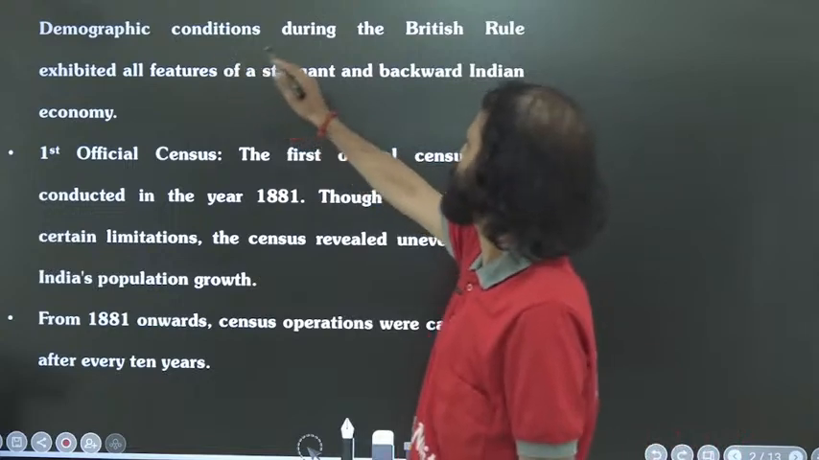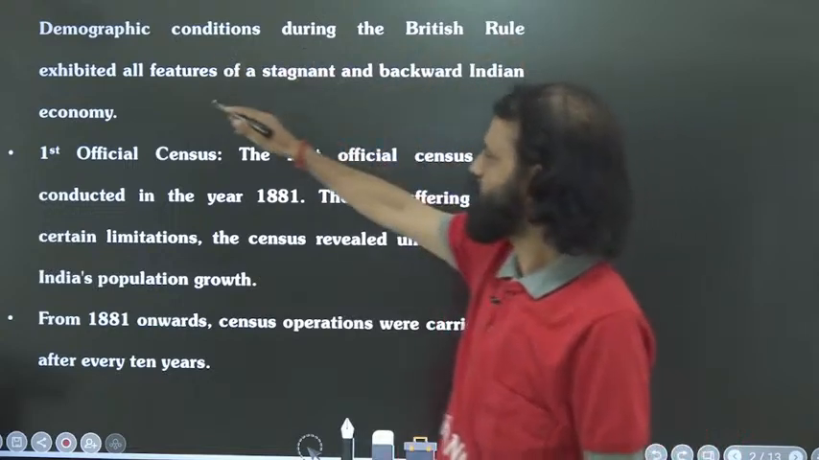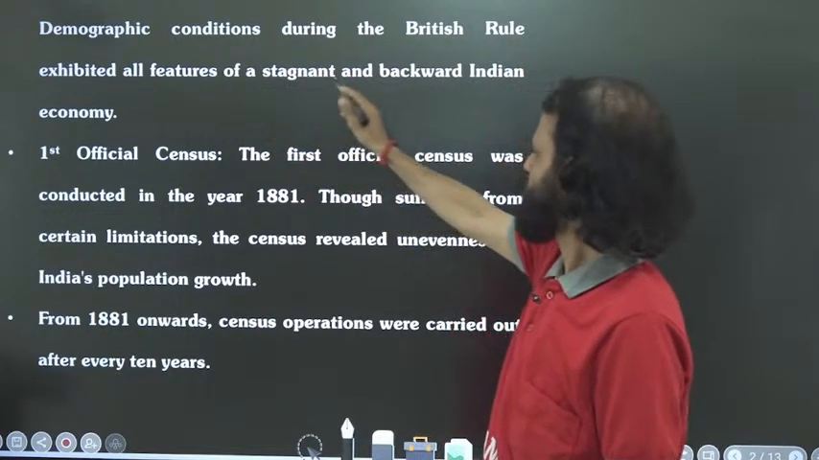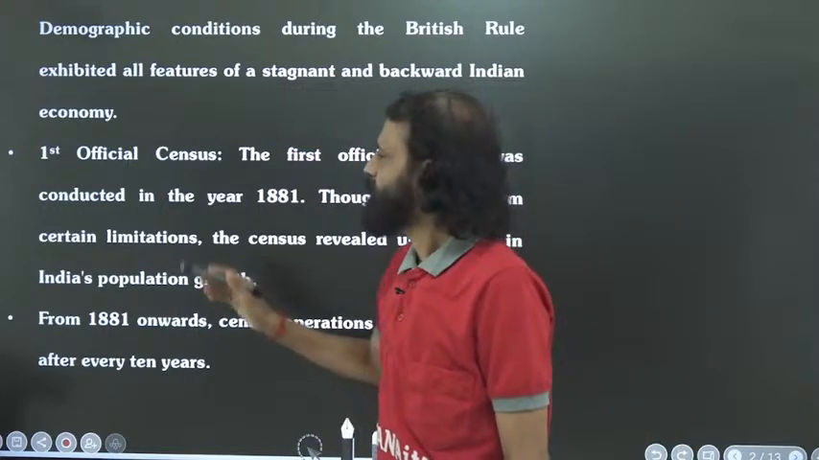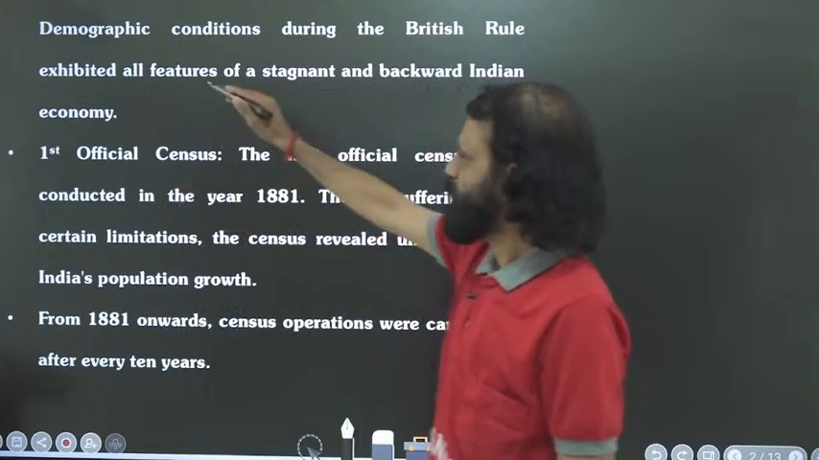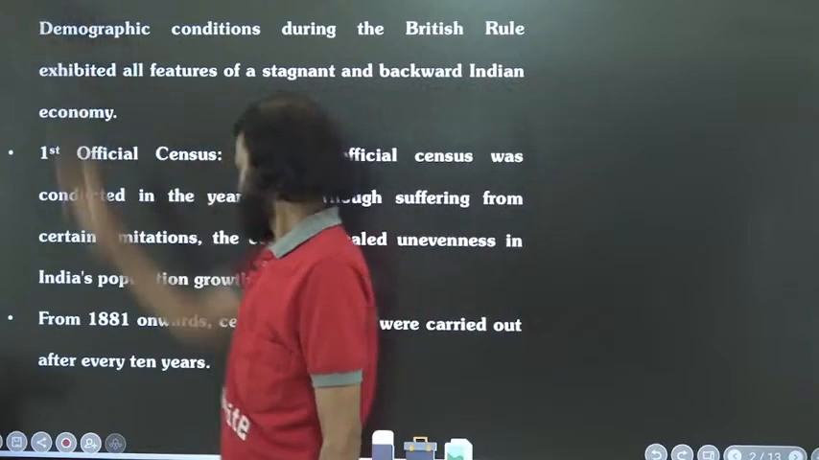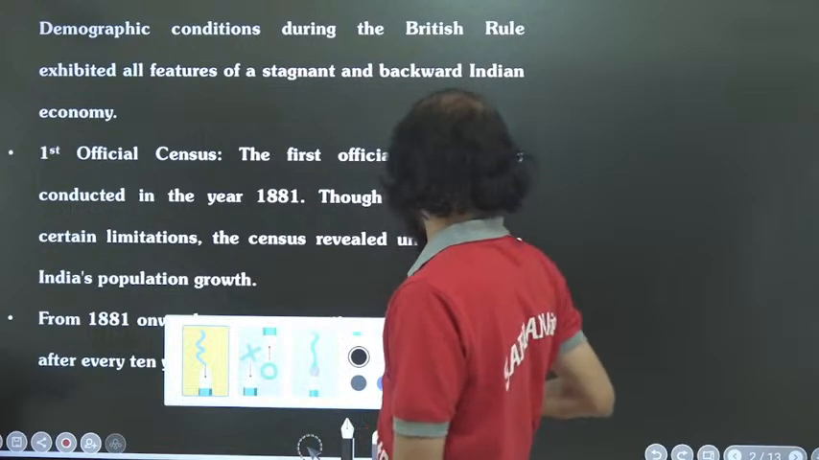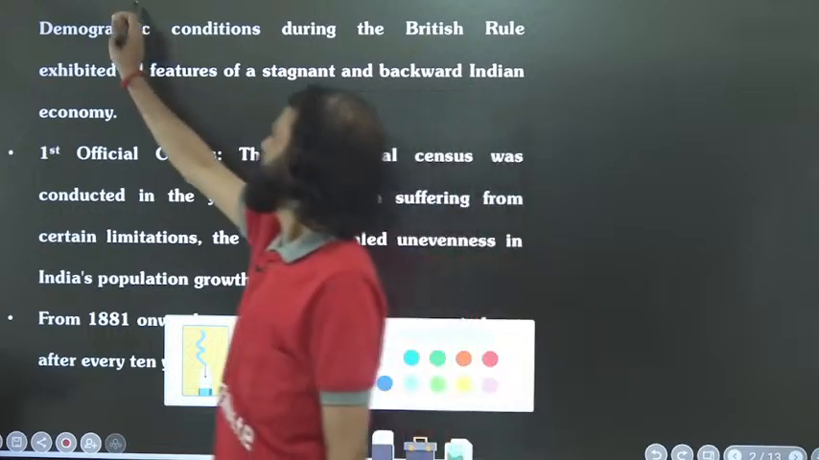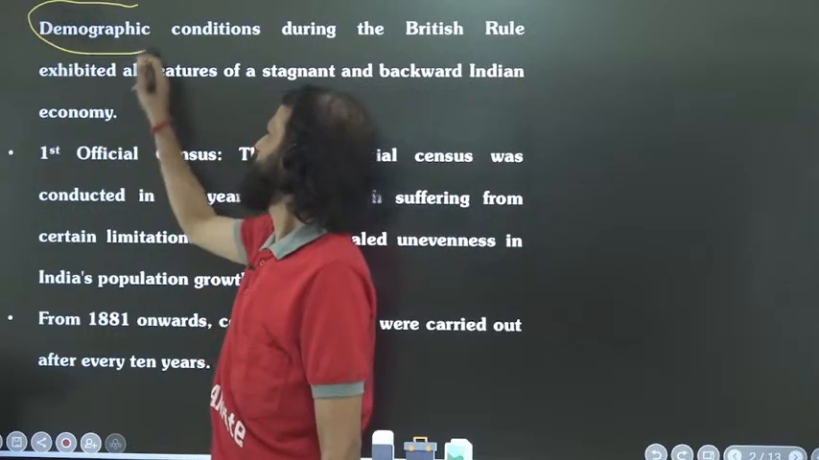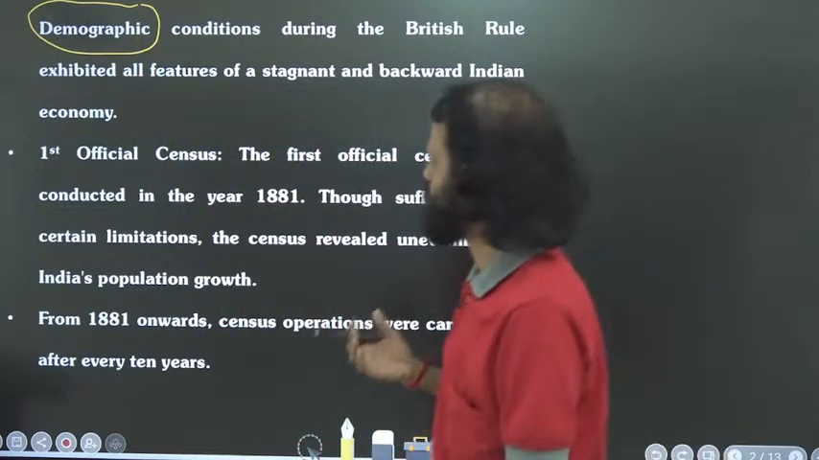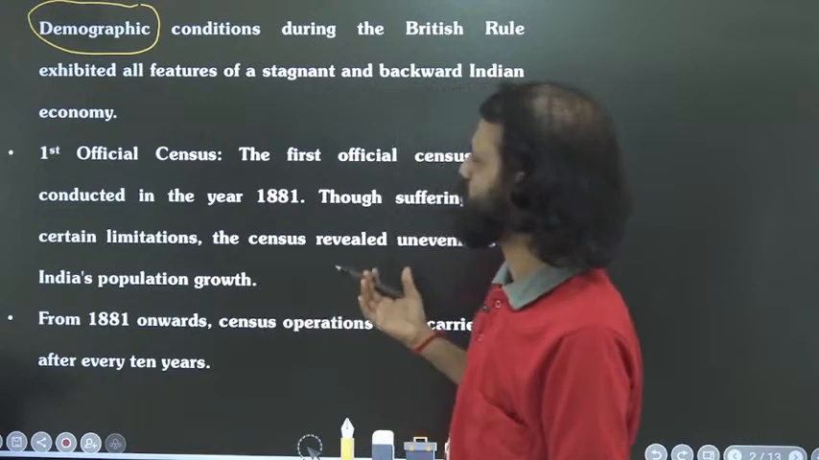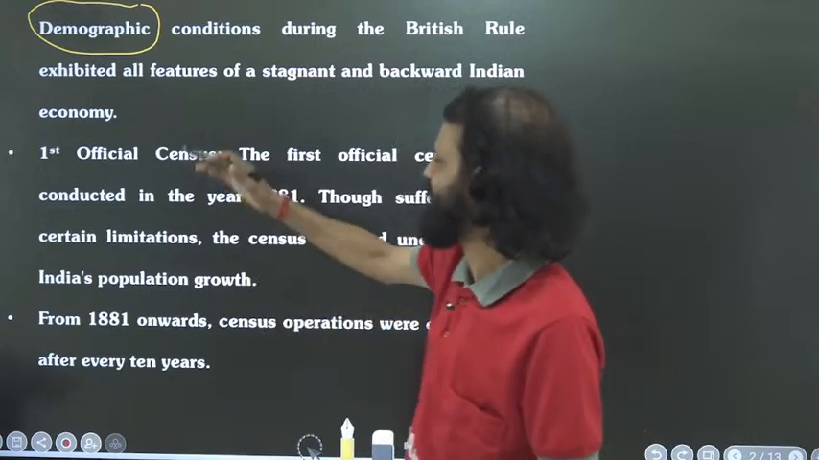Demographic conditions during the British rule exhibited all features of a stagnant and backward Indian economy. Here you can see the word demography. Demography means the study of a human population. In this area we are going to study the first official census.